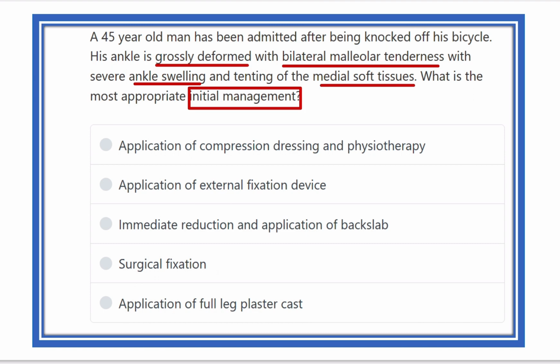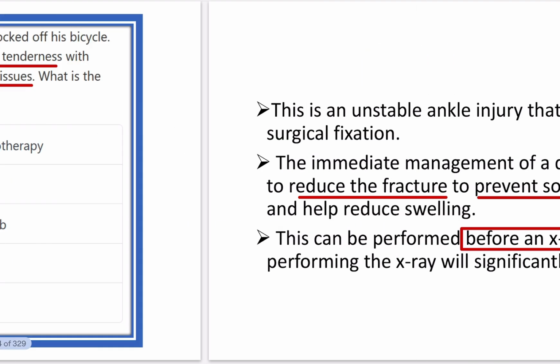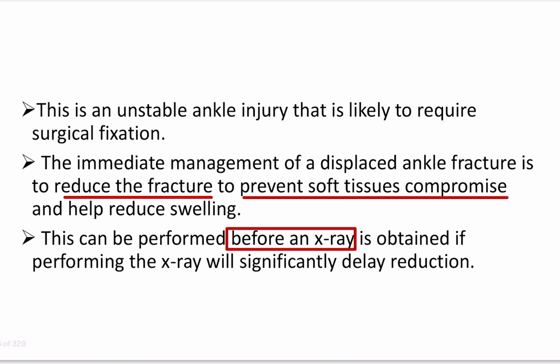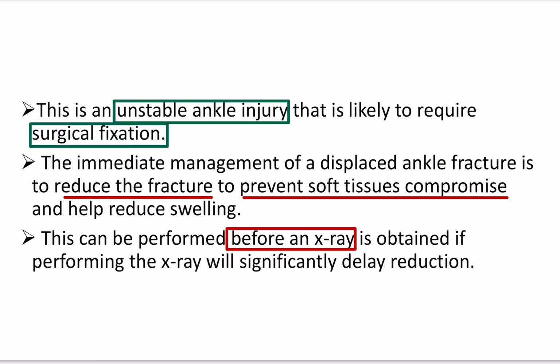So let's see, this type of injury is a grossly deformed injury. This is an unstable ankle injury, meaning there is no stability of the joint. In case of any type of unstable injury, the definitive treatment is surgical fixation. The definitive management is usually surgical in any type of ankle injury. But in this question, they want to know the most initial management.